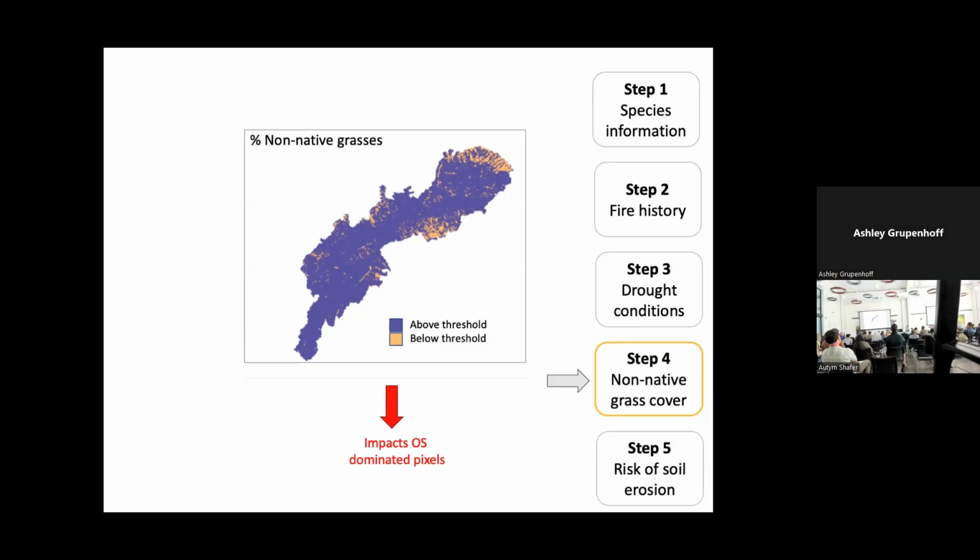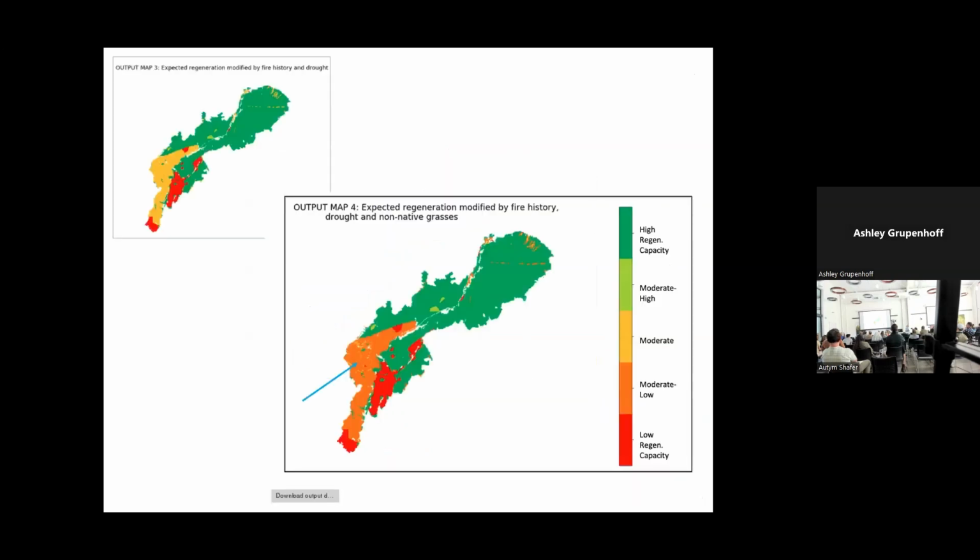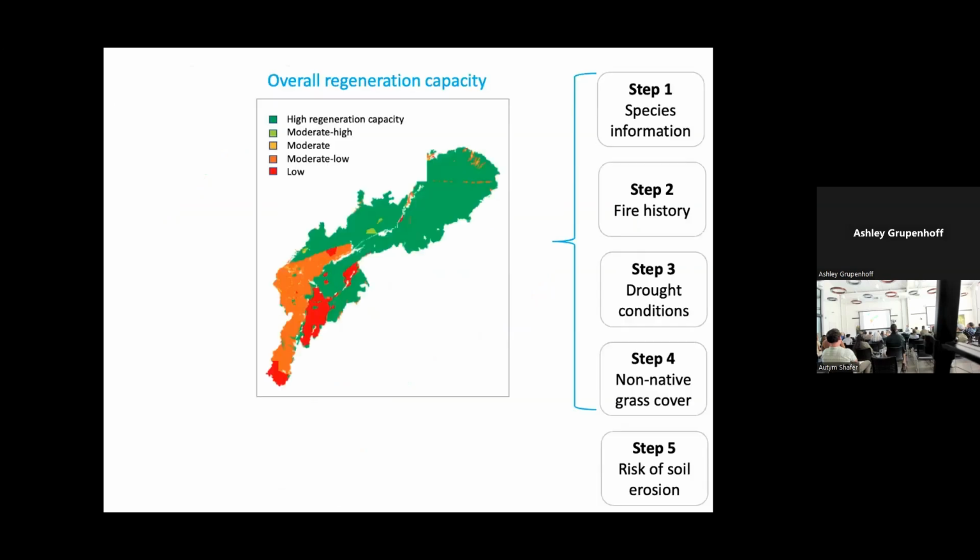And the scoring system for the non-native grasses affects primarily the obligate seeding pixels. And so we can see here the change between the upper left and the main map. This area here in orange has been downgraded from the moderate to the moderate low category because of the presence of non-native species there.